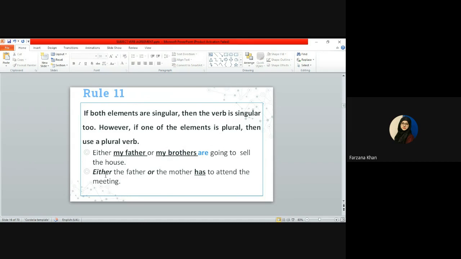In another example, you can see, either the father or the mother has to attend the meeting, right? You can clearly see here the father, singular noun, singular subject, the mother, again singular subject. Both singular nouns have been connected by either or. So we will use singular verb, which is has. But if one of the nouns is plural, then we will go for plural verb. I hope this rule is clear to all of you.